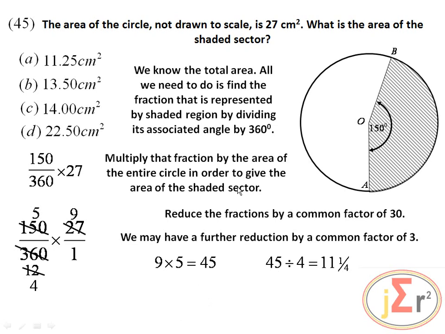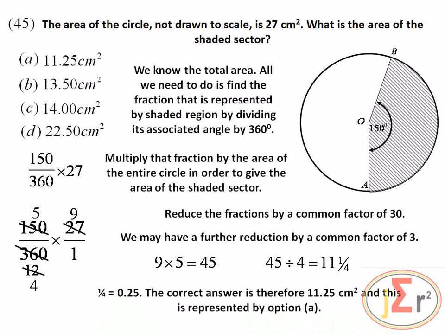As we can see, we know that 45 is very close to 44. 44 divided by 4 is 11. So no doubt the one that contains 11 would have been the correct answer. But of course, we know that it is 11 times and the remainder is 1. So the remainder 1 is placed over 4 and we have 1/4. So it is 11 1/4 centimeters squared. 1/4 is equal to 0.25, or common fractions represented as a decimal fraction. The correct answer is therefore 11.25 centimeters squared, and this is represented by option A.